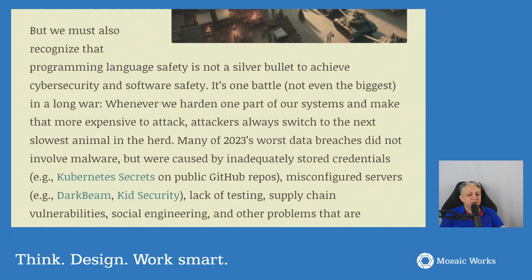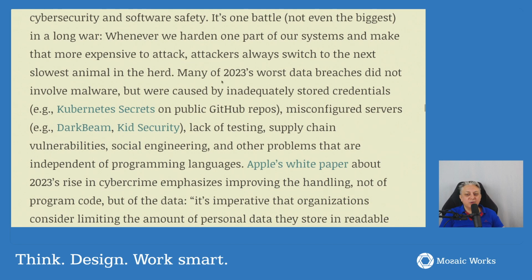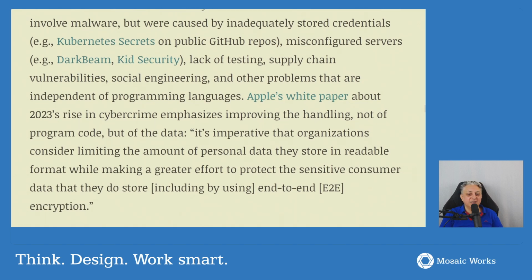But we must also recognize that programming language safety is not a silver bullet to achieve cybersecurity and software safety. It's one battle, not even the biggest in a long war. Whenever we harden one part of our systems and make them more expensive to attack, attackers always switch to the next slowest animal in the herd. Many of 2023's worst data breaches did not involve malware but were caused by inadequately stored credentials, Kubernetes secrets on public GitHub repos, misconfigured servers, lack of automated tests, supply chain vulnerabilities.